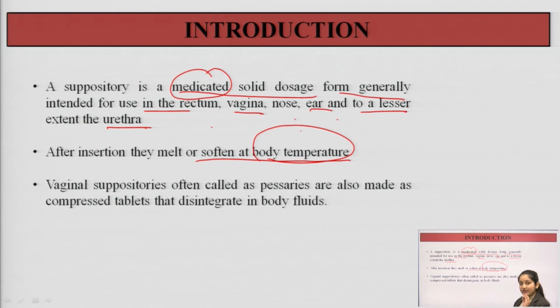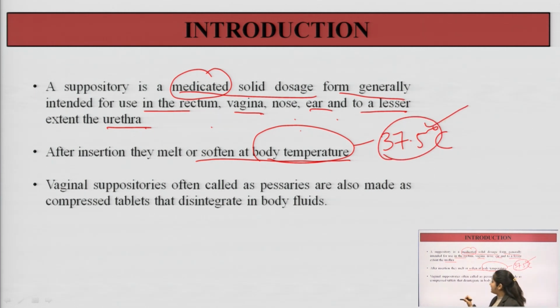Here I would like to add that the body temperature of a human is 37.5 degrees Celsius. So it is very important that the medicament must melt near this temperature only. Whatever medication we are producing should melt in this range only. Moving on, vaginal suppositories are often called pessaries, and they are also made into compressed tablets that disintegrate in body fluids.